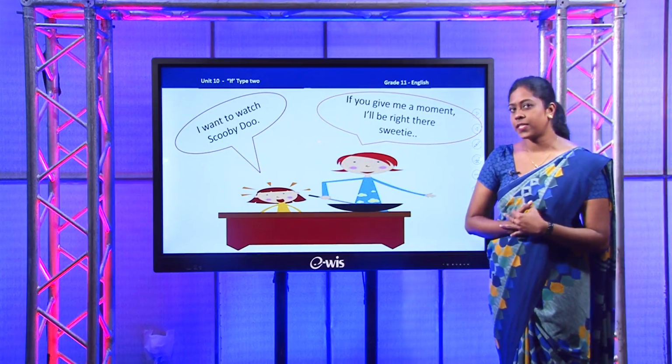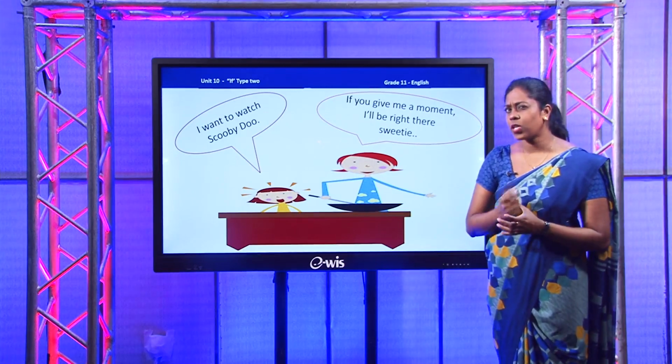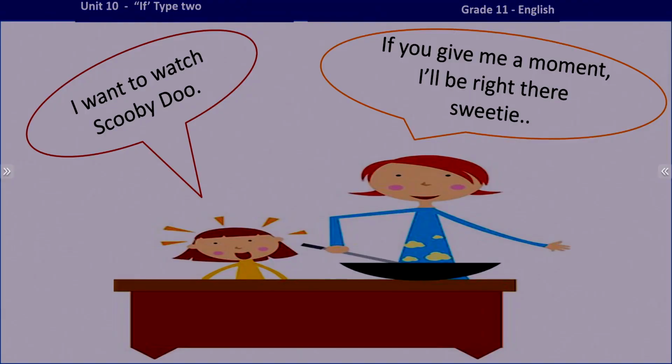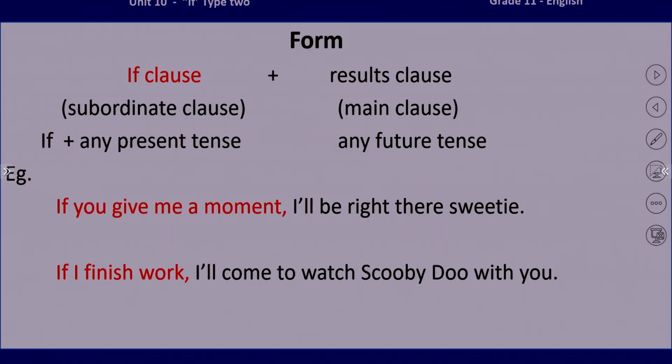There's another sentence here. Now Sayuni got a little disappointed when the father was busy, so she's going to the mother. "I want to watch Scooby-Doo." And the mother is also a little busy in the kitchen, and she says, "If you give me a moment, I'll be right there, sweetie." Right? Let's take this sentence out and see what we can study from that.